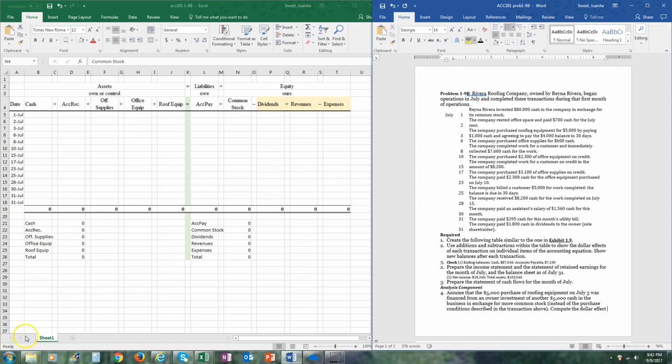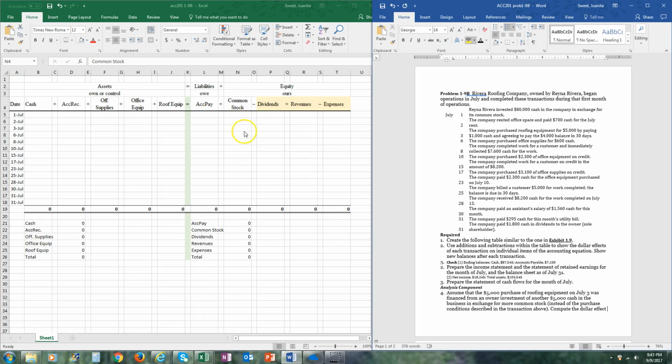Hey, this is problem 19B. We're going to show how to analyze the transactions and record them in the proper accounts. The instructions tell me to create a table similar to Exhibit 1-9, which is what we have here. Assets equal liabilities plus equity. Remember, assets are those resources we own or control. Liabilities is what we owe, and the equity is the difference, or our share.